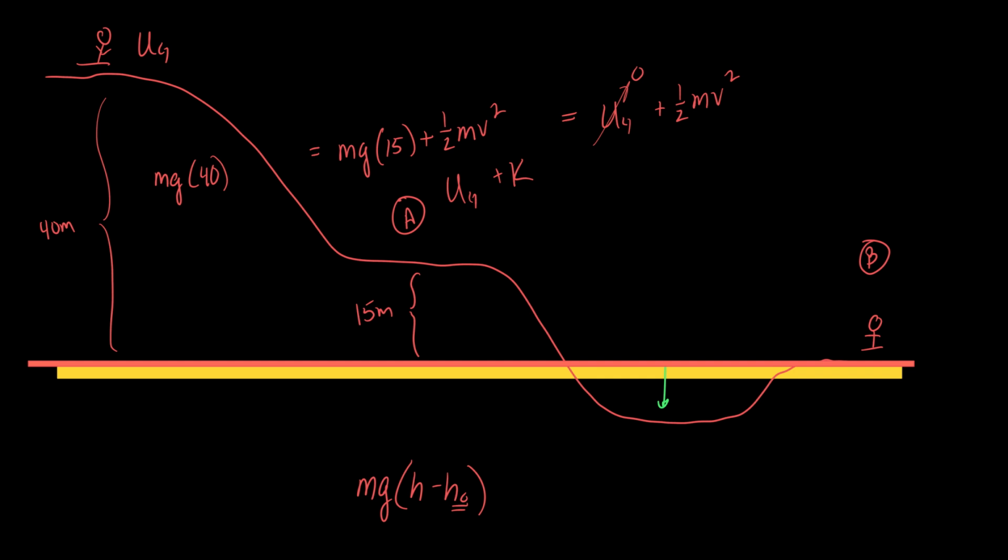Does that make sense? So h minus h naught is a way for you to remember what's your reference level. And as a hint, I would always make your reference level the lowest attainable place in a problem.